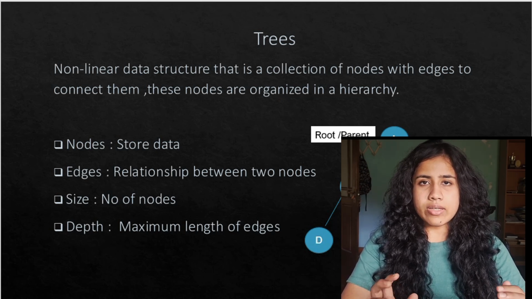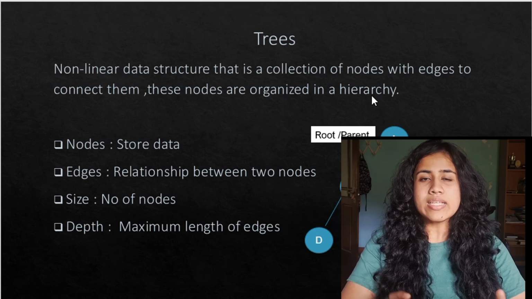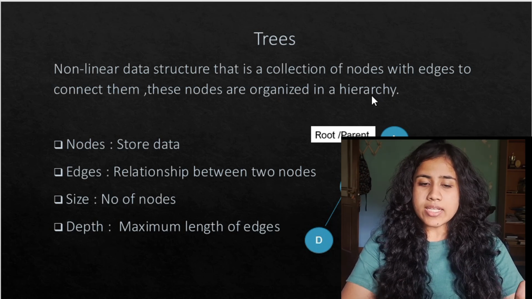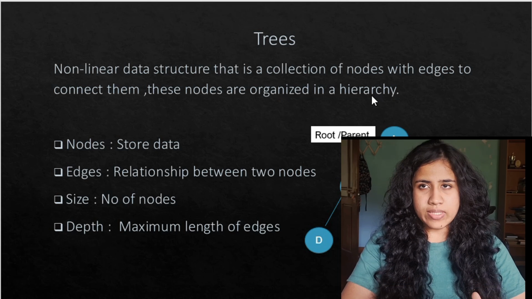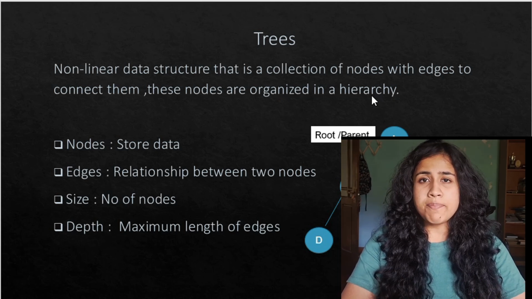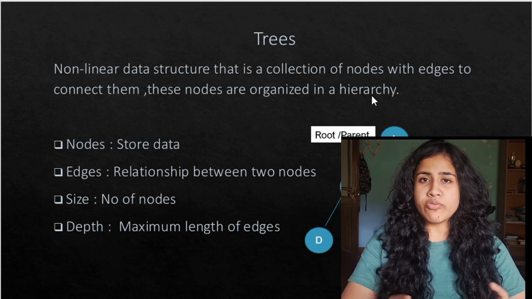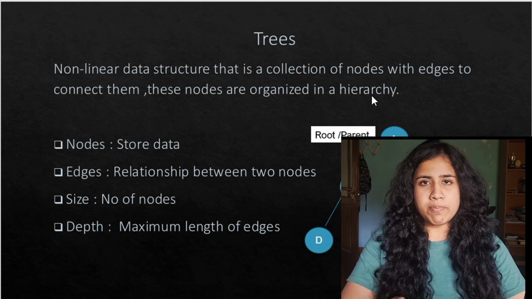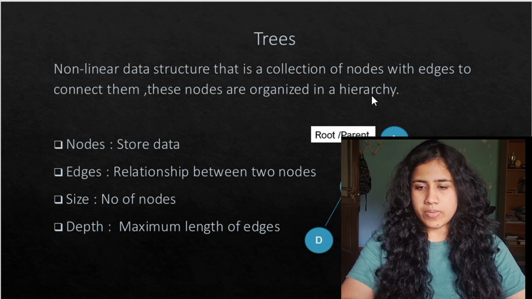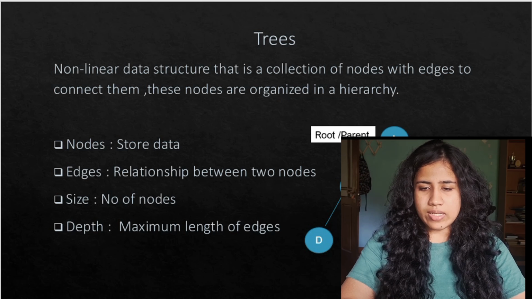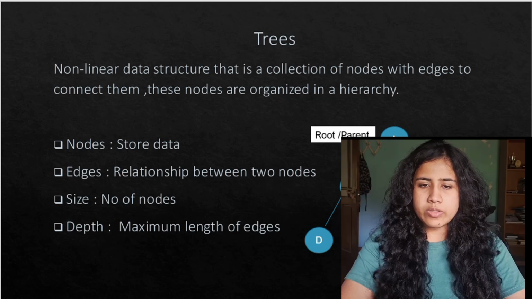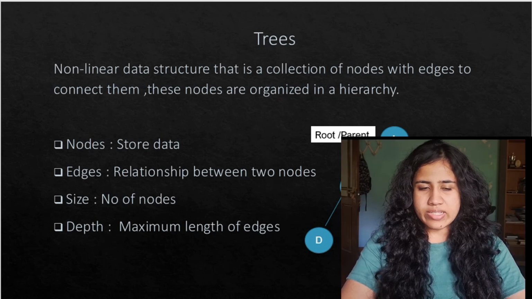And then the other property we have to talk about is depth. Depth is the maximum length of edges, which means that the path with the most edges is the depth of the tree. So here it has equal depth: here 2 edges and here 2 edges as well. So that's the brief idea of what trees are.